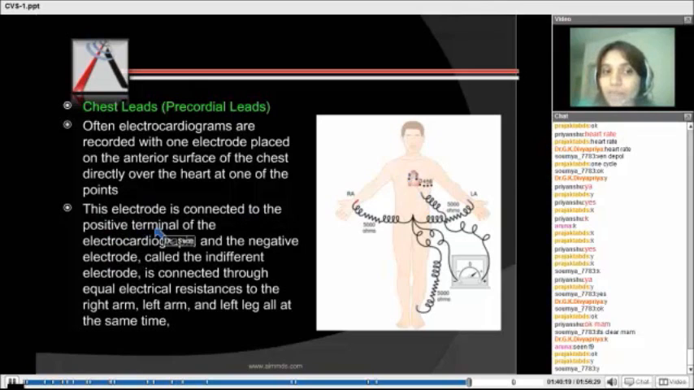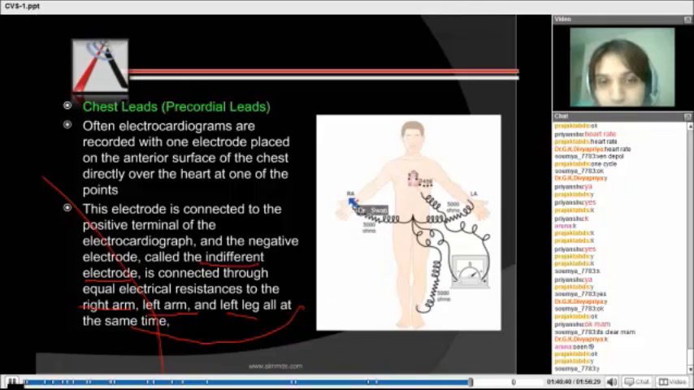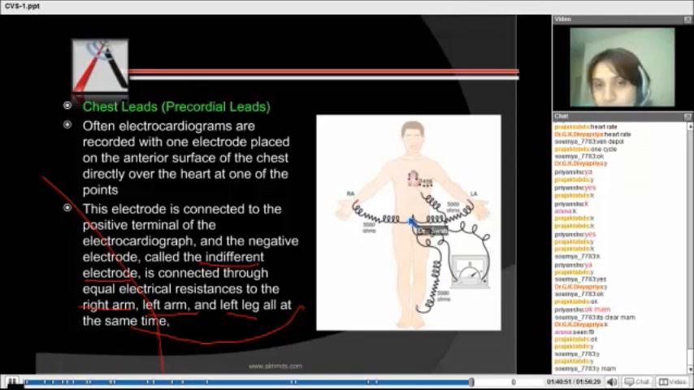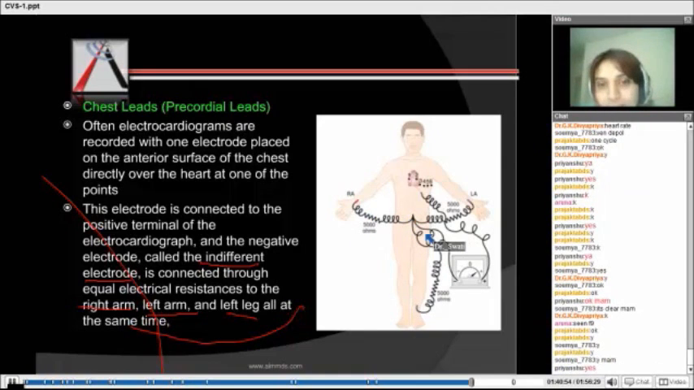This electrode is positive. And the negative electrode is called the indifferent electrode. The names are important, okay? That is called the indifferent electrode. It is connected to the right arm, left arm and left leg all at the same time. How do they do that? Do you see the wiring over there? Right arm, left arm, left leg, all the three, what we were reading in the first leads, right? The 3 points are connected with the same wire, and they are joined together to form the negative lead.